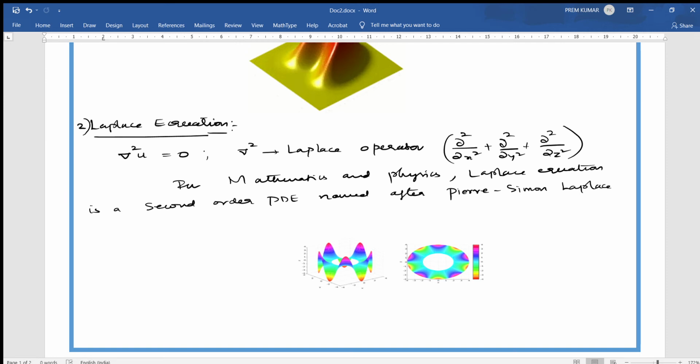Yes. The next one is the Laplace equation, which is denoted by del square u equals 0. This del square, we call it a Laplace operator, as we just discussed, and it is denoted by this symbol. In mathematics and physics, the Laplace equation is a second order PDE named after Pierre Simon Laplace.